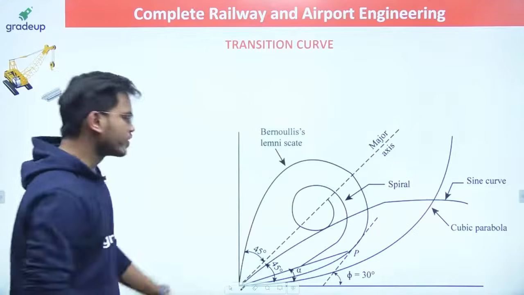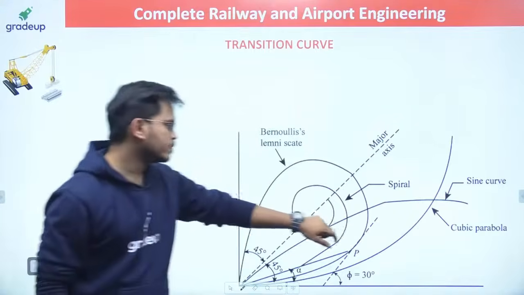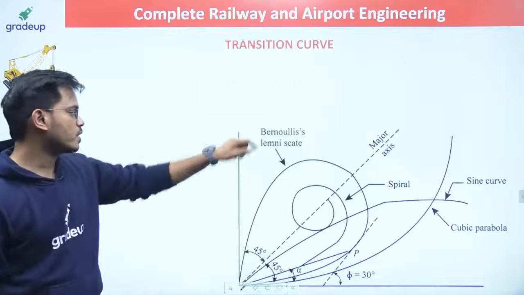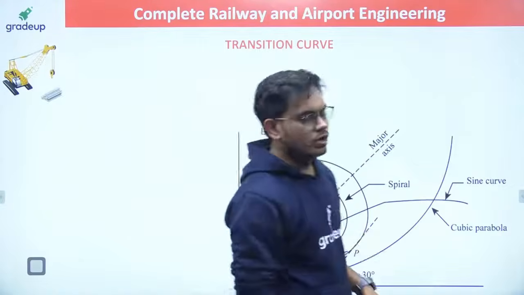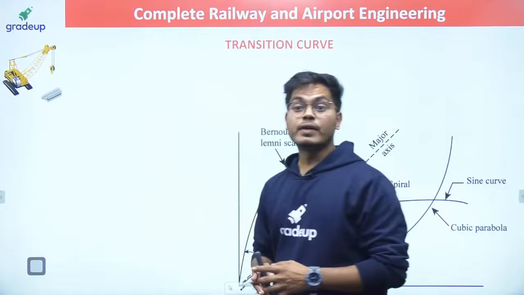So guys, we have different type of curve. We have cubic parabola, we have the spiral curve, we have the Bernoulli's lemniscate curve. We are going to provide which one, everyone?